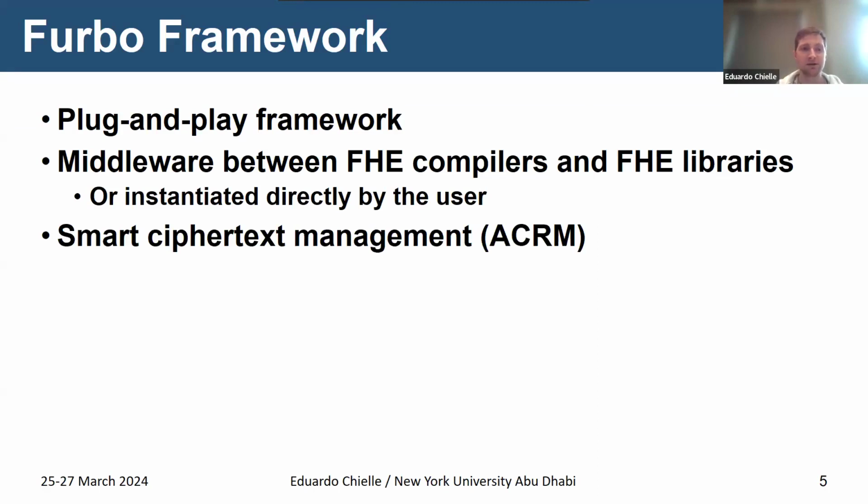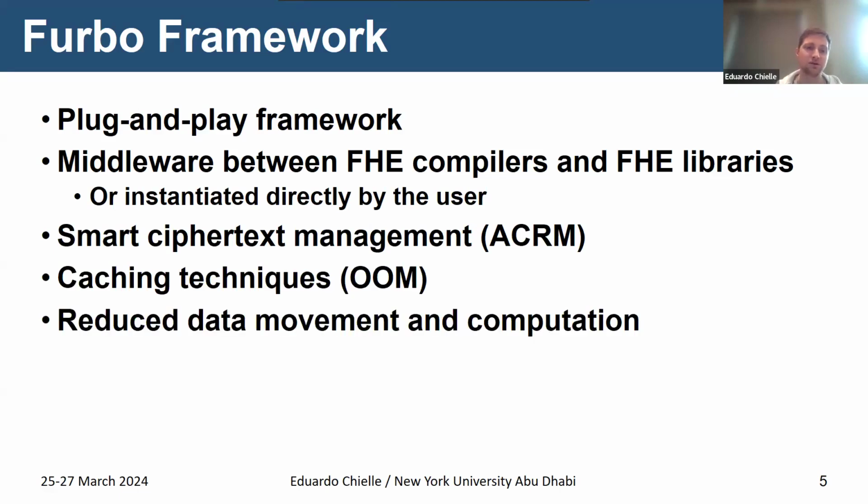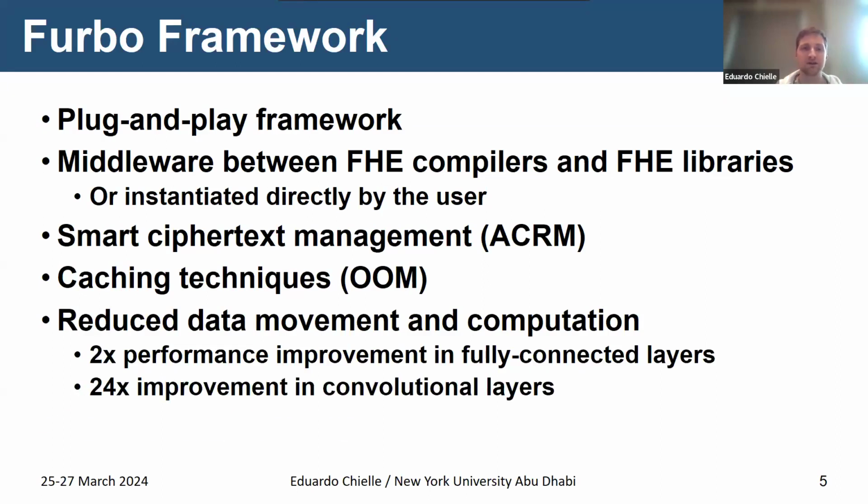In this compiler, we have a smart ciphertext management that handles data movement better. We employ some caching techniques that reuse operations. So the goal of the compiler is to reduce data movement and computation. Based on our experimental results, we see 2x performance improvement in fully connected layers and 24x in convolutional layers. Very importantly, it requires no code modification. So the same code that works with an FHE library will work on our compiler and provide this extra performance.